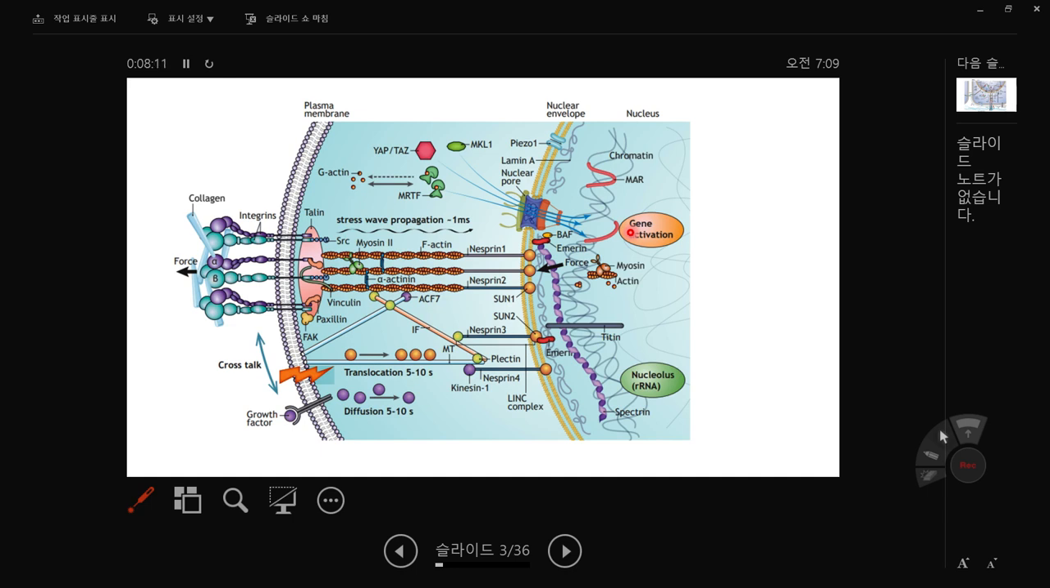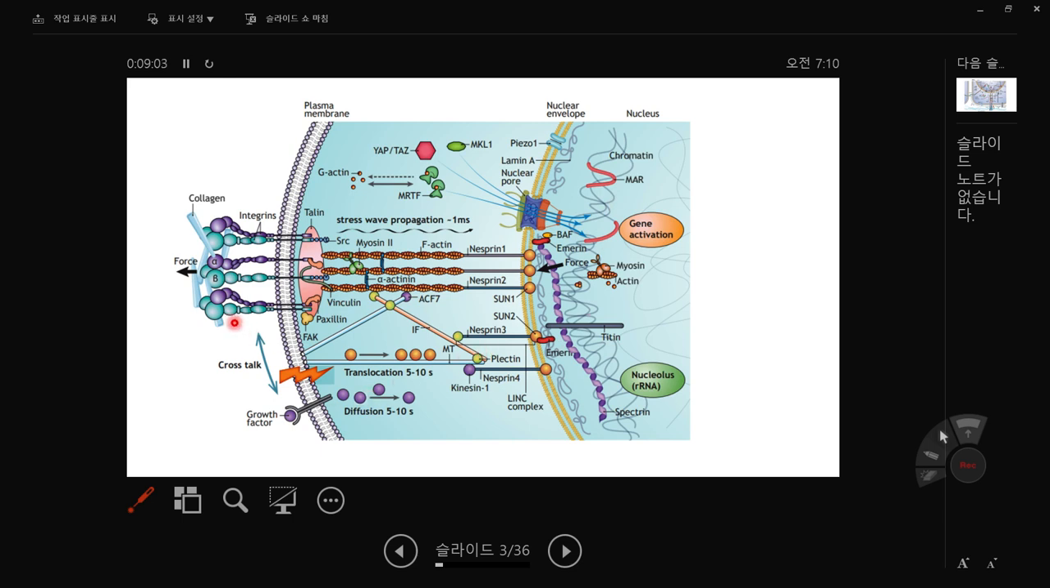So many people think growth factor can play a major role in modulating gene activation. The basic idea is that when growth factor is perceived by the growth factor receptor, then through certain kinds of biochemical signaling, somehow they can open this chromatin and start to express certain genes by RNA polymerase. But it will take around 5 to 10 seconds because this biochemical factor has to go from the cell membrane to the nucleus and then go inside the nucleus.